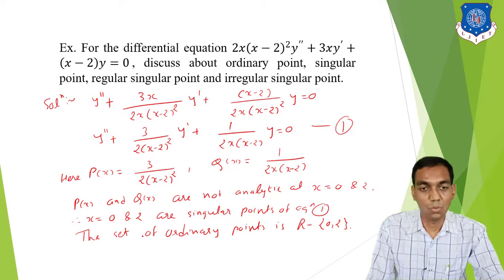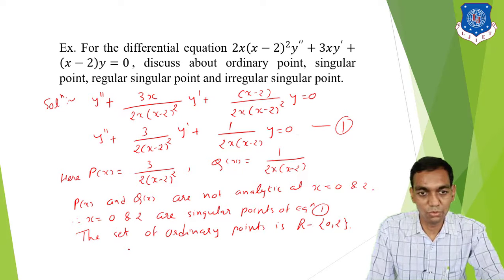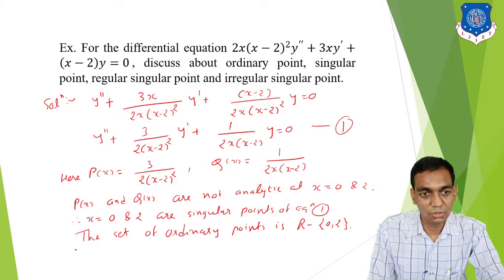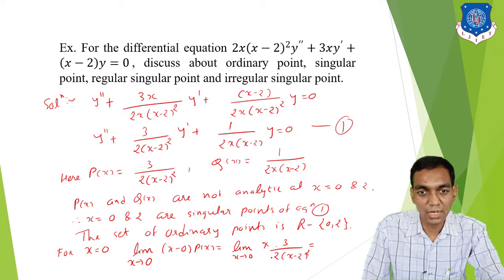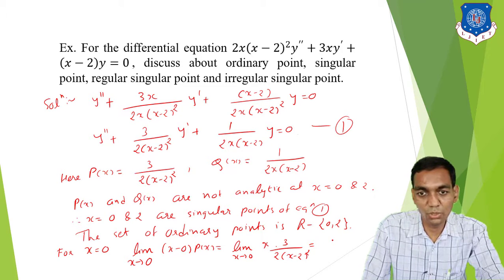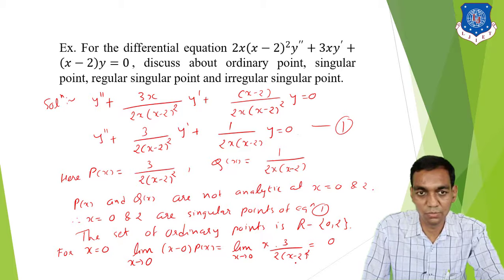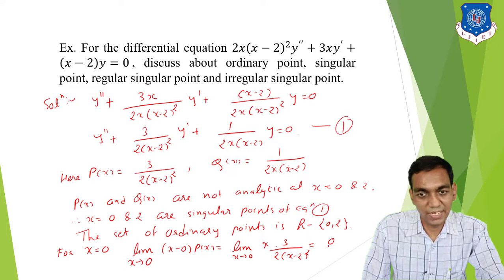Okay. Now see what you have to do. You have two singular points. So for x is equal to 0, you have to find out the limit x tends to 0, because x0 is 0, of (x minus 0) into p(x). That means limit x tends to 0 of x into 3 upon 2 into (x minus 2) the whole square. And if you put the limit, then you will have 0 upon something, that means it has a value 0. So this value is finite.